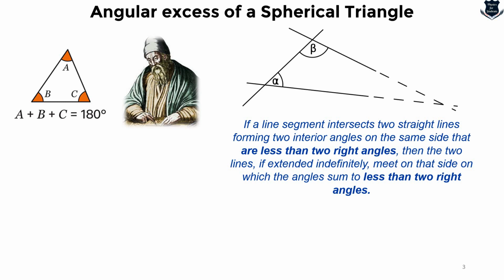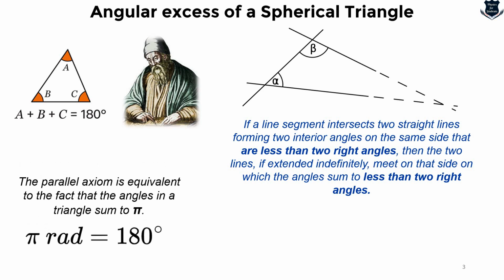But yes, you can pause the video and read through it, which says that if a line forms two interior angles on the same side that are less than two right angles, then the two lines, if extended indefinitely, will meet. Now, taking ahead from that, what I was trying to tell is that the parallel axiom is equivalent to the fact that angles in a triangle sum up to pi.